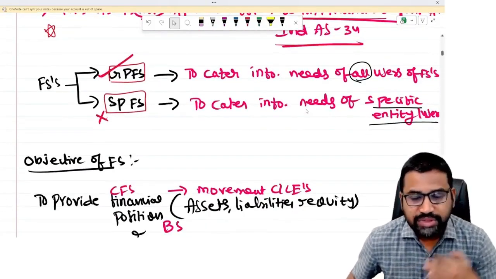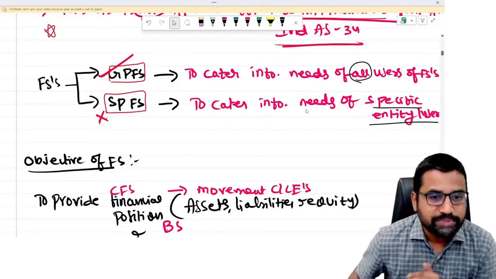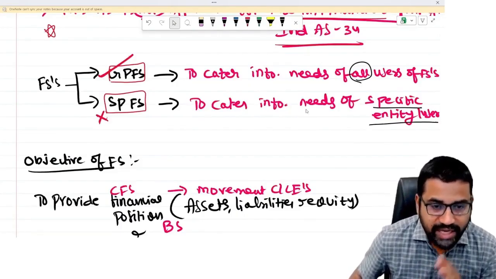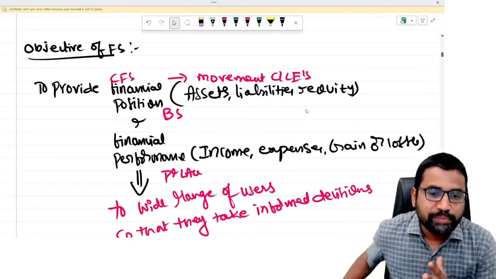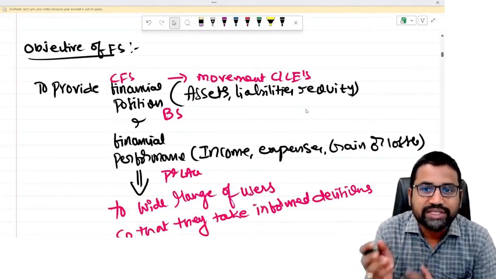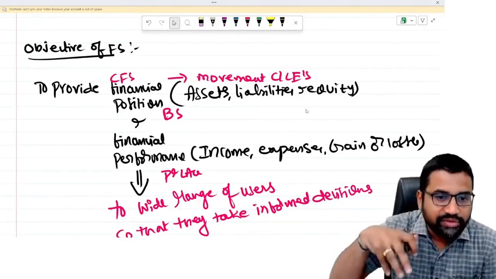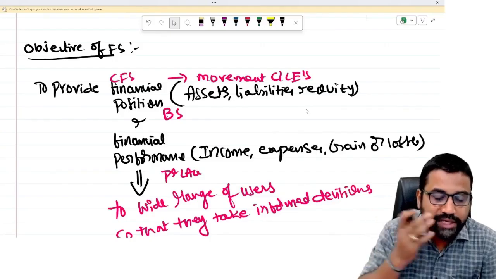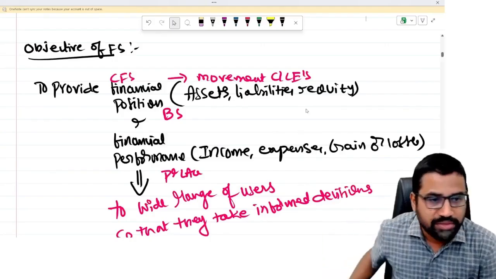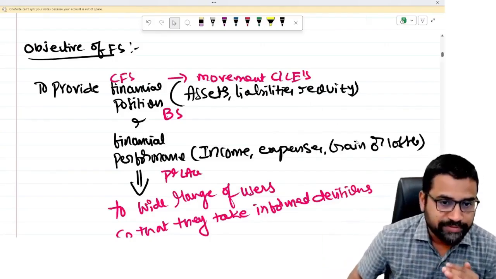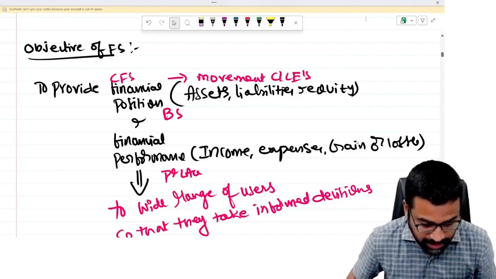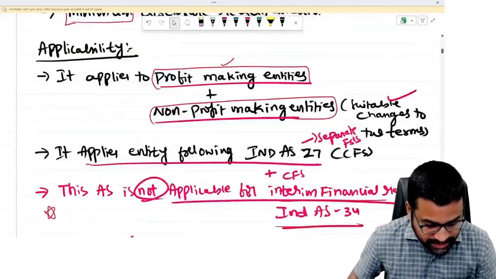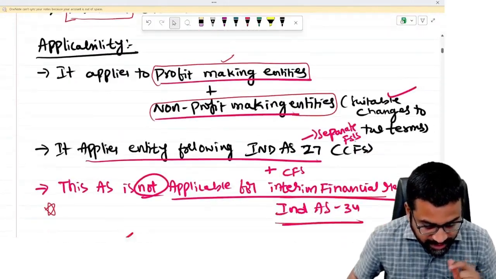And financial statements are of two types: general purpose financial statements and specific purpose financial statements. For general purpose financial statements, this standard is applicable. That means when you prepare financial statements to cater to the needs of everybody, that is called general purpose financial statements. When you prepare financial statements to cater to the needs of a specific entity or users, that is specific purpose financial statements, and for them this standard is not applicable. Okay, we completed the objective of the standard and then applicability.